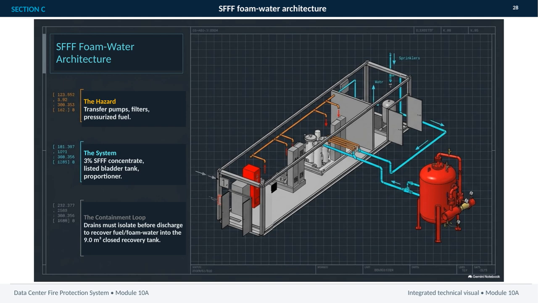So, the key idea is that protection and containment work as one architecture. The system delivers the agent, while the loop controls what happens afterward.